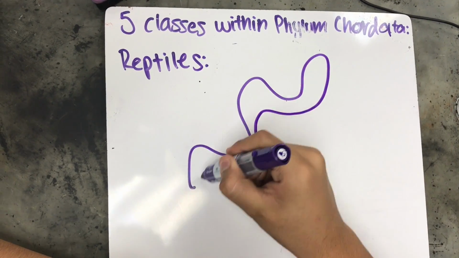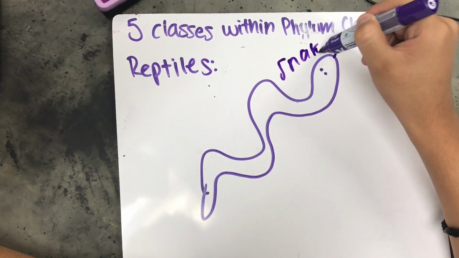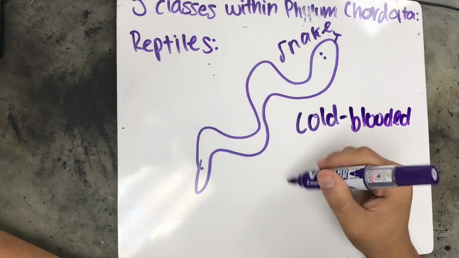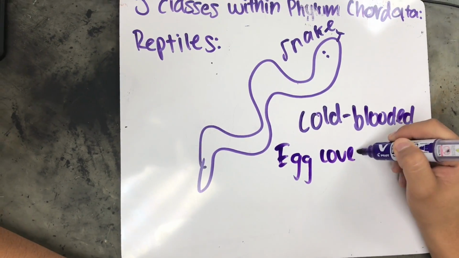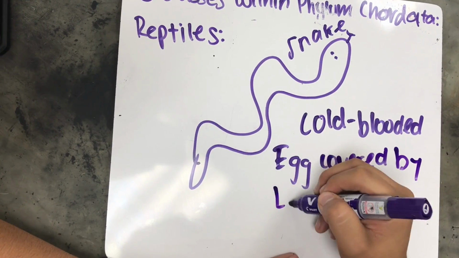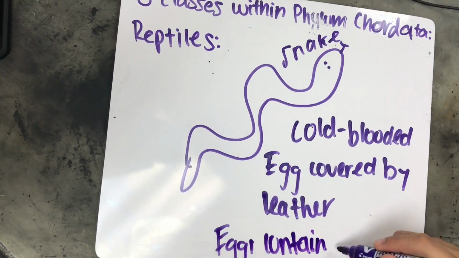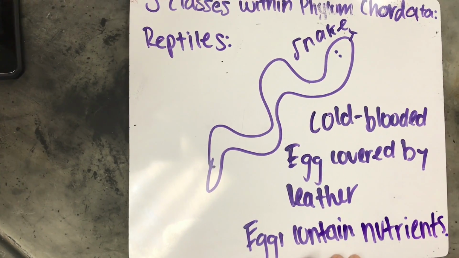Reptiles. They are cold-blooded. Eggs are covered by a leathery shell. Eggs contain nutrients for the development of their embryos. They inhabit every continent except for Antarctica. The 3 main reptiles are crocodiles, squamata, and testudines, and they have dry, scaly skin.